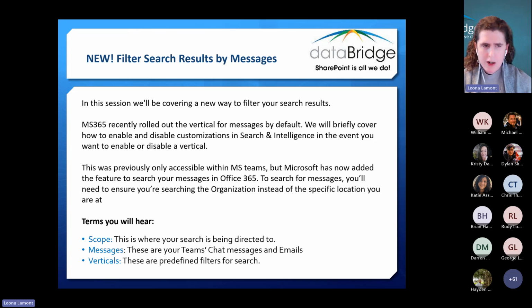Some of the terminology you're going to hear today is scope. Scope is going to determine where you're searching. I will show an example of that in just a moment. Messages are going to be Teams chat or email messages, so either your Outlook mailbox and/or your Teams chat, whether through meetings or direct chats with other users. And verticals are going to be predefined search queries. An example might be messages or files, where it says I'm looking for a specific thing inside of my search.